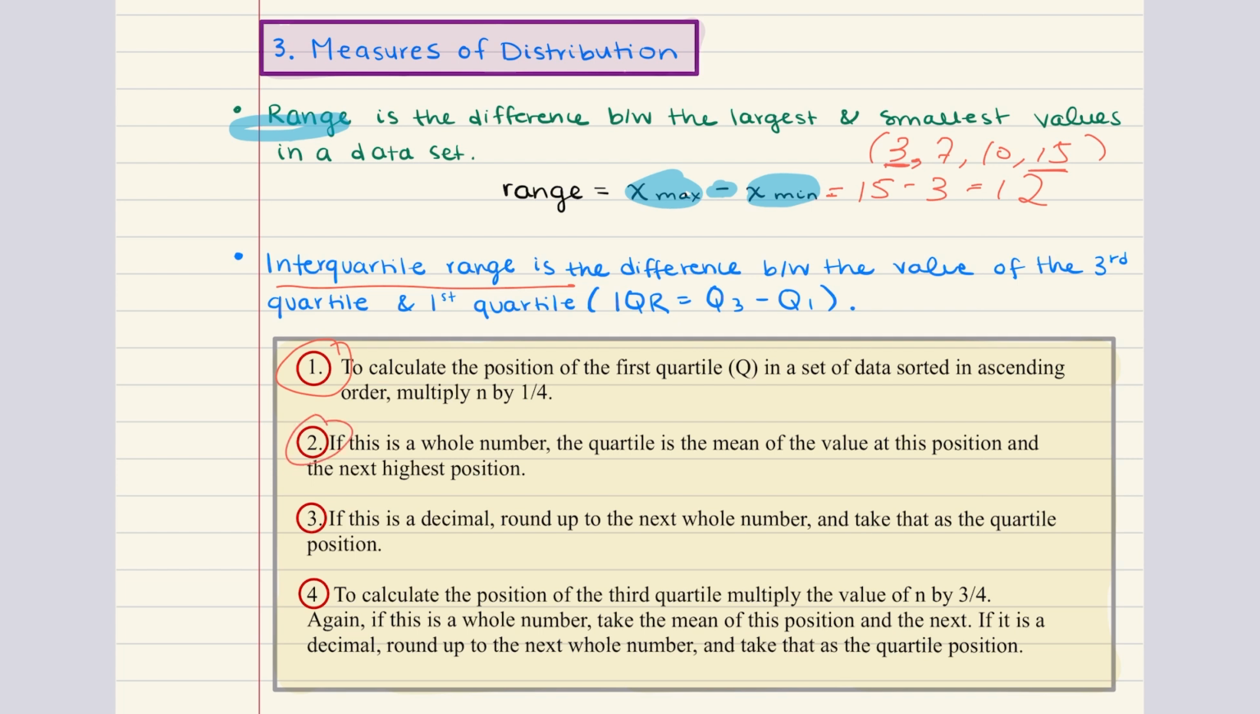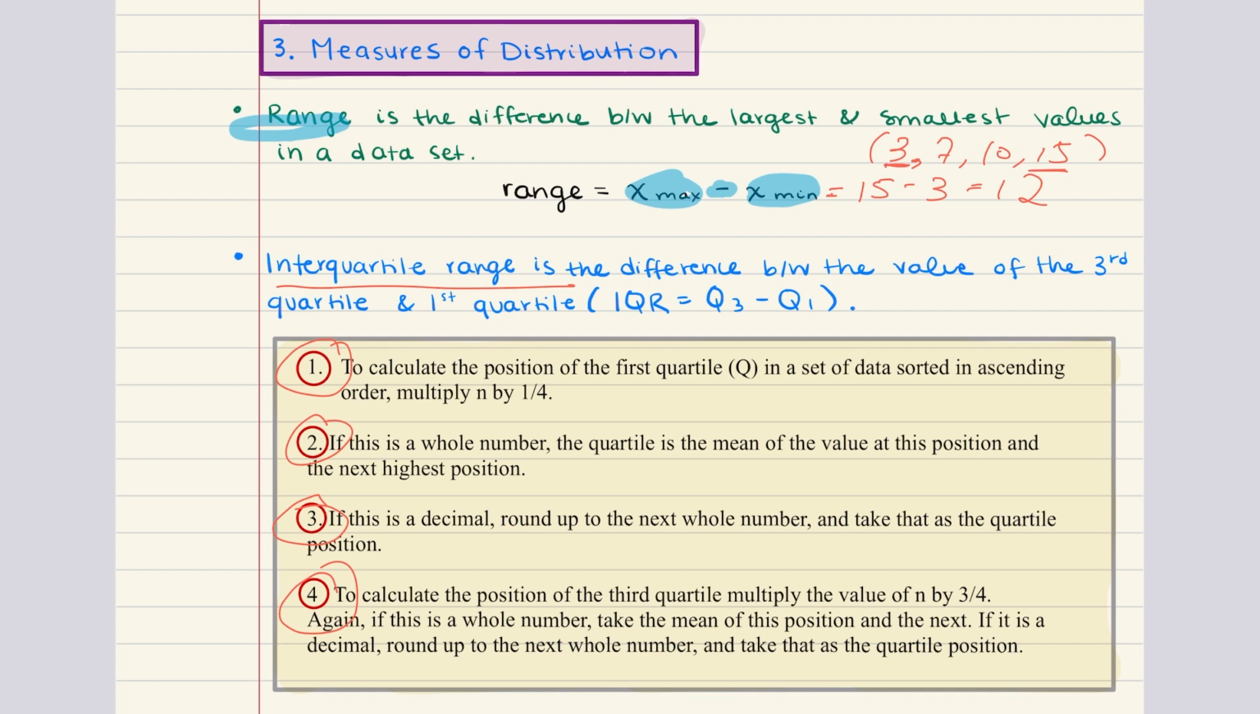Step 2 says, if this is a whole number, the quartile is the mean of the value at this position and the next highest position. Step 3 says, if this is a decimal, round up to the next whole number and then take that as the quartile position. And then the final step says to calculate the position of the third quartile, Q3, multiply the value of n by 3/4. Again, if this is a whole number, take the mean of this position and the next. And if this is a decimal, round up to the next whole number and then take that as the quartile position.